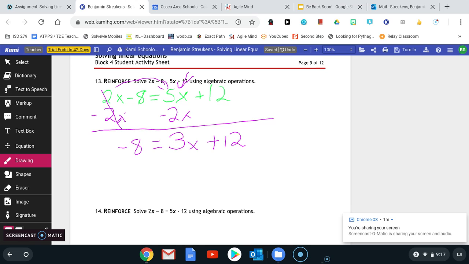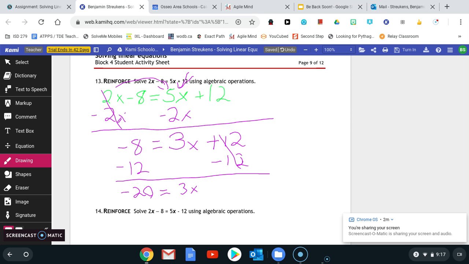So at this point, now we have to move over the 12. If it's a plus 12, I'm trying to get rid of it, so I'm going to subtract 12. And subtract 12. So 12 minus 12 gives me 0. I get 3x and then negative 20.